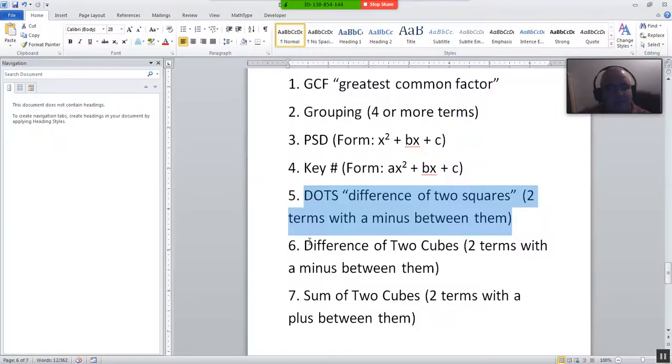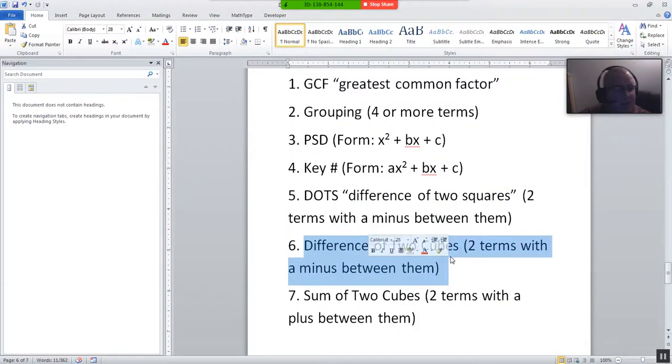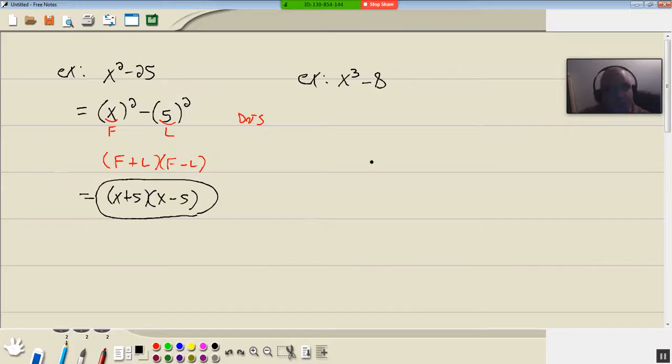If we keep going down, there's one that says difference of 2 cubes. And that's when you've got two terms with a minus between them. You notice that's the same description as the difference of 2 squares. If difference of 2 squares fails, then you come down and try to rewrite it as something to the third power minus something else to the third power. The difference of 2 cubes. Now you ask yourself, what times itself 3 times gives us each individual piece? For example, the x to the third, that's x times x times x. The 8, 2 times 2 times 2.